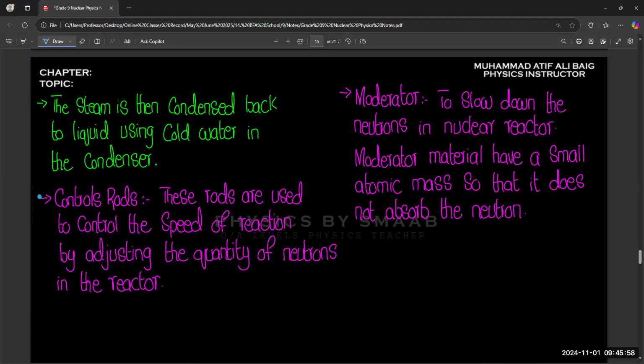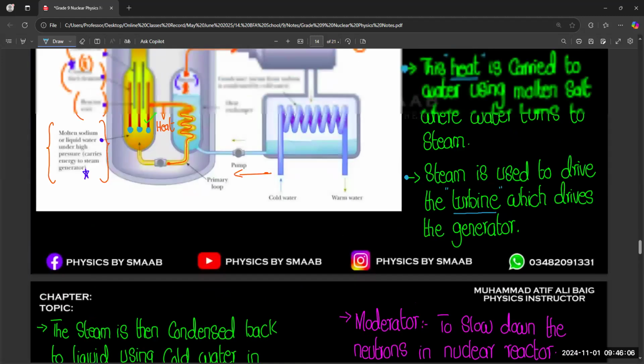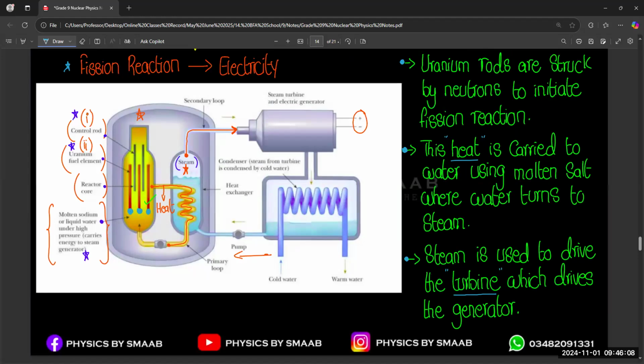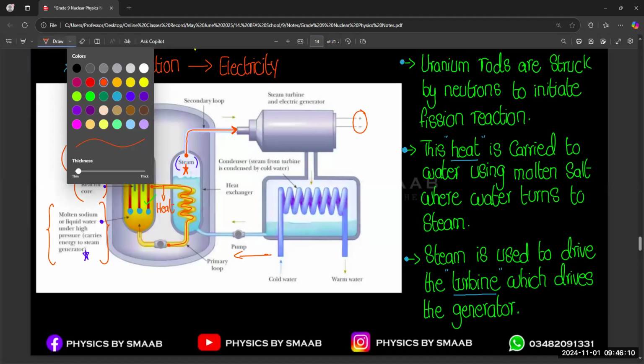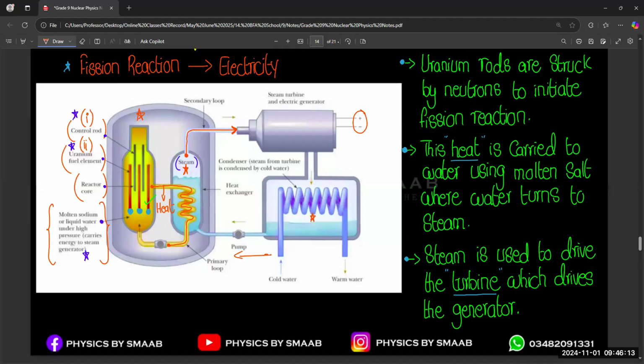And before that, you can see one more step is mentioned. The steam is then condensed back to liquid using cold water in the condenser. As you can see in the diagram, the last compartment, this one. So that is steam. When steam cools down, it again converts into the liquid, and then this liquid is going to be transferred towards the steam compartment again. Okay, simple process.